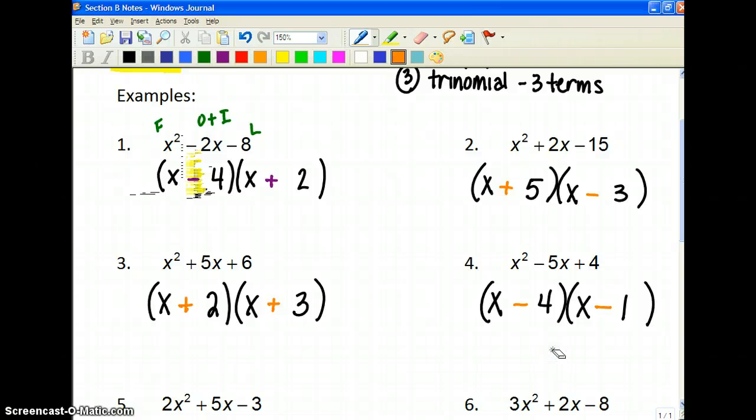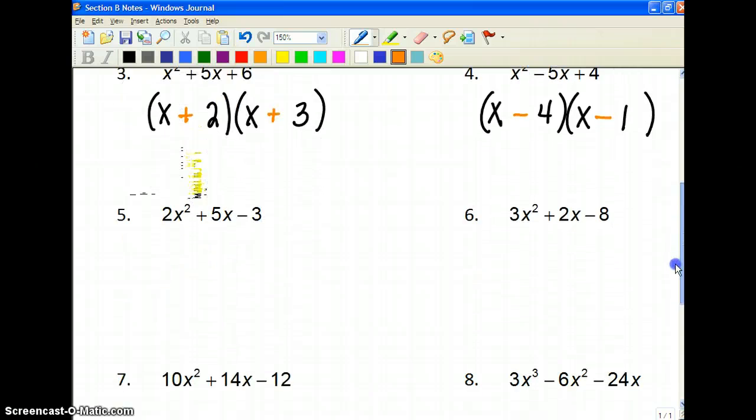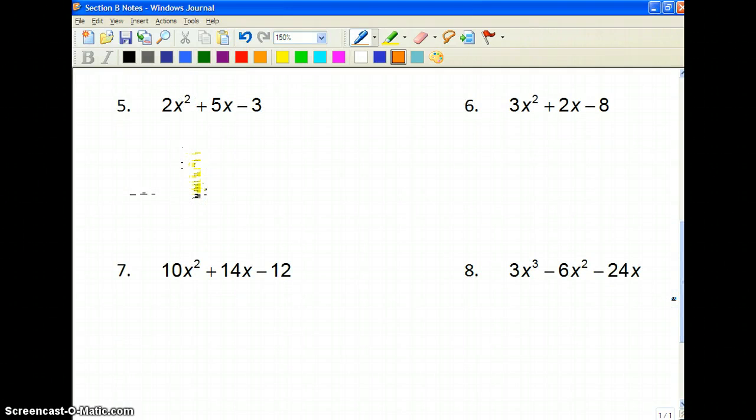Okay? Now these are called type 1 problems. We call them type 1 because you can see that the coefficient of the x squared term is a 1. So those are the easy ones. All right? They get a little bit harder when you put coefficients on front. So here are a little bit harder ones.